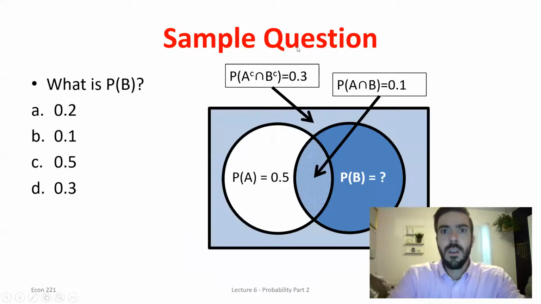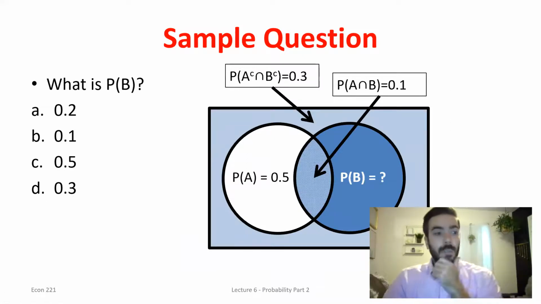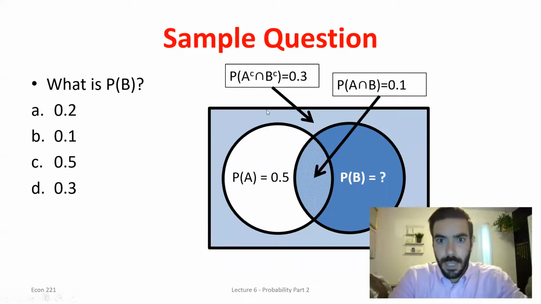Okay. So let's look at a sample question here. Let's say I have all this information on the slide and I ask you, what's the probability of B? Well, I'm given the probability of A, I'm given the probability of A intersection B, I'm given the probability of A complement and B complement. So A complement, B complement is this light blue shaded area. So I know what that is.